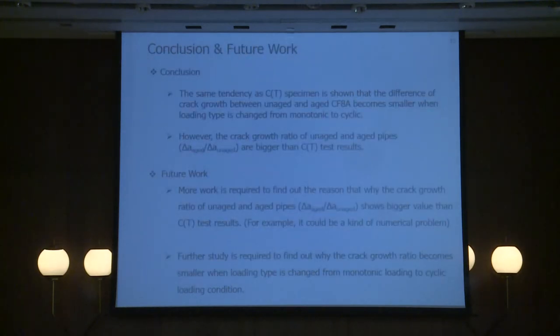So the conclusion is that the same tendency as the CT specimen is shown: the difference of crack growth between unaged and aged CF8A becomes smaller when the loading type is changed from monotonic to cyclic. However, the crack growth ratio of unaged and aged pipes is bigger than the CT test results. So for future work, more work is required to find out why the crack growth ratio of unaged and aged pipes shows a bigger value than the CT test results, and further study is required to find out why the crack growth ratio becomes smaller when the loading type is changed from monotonic to cyclic loading condition.